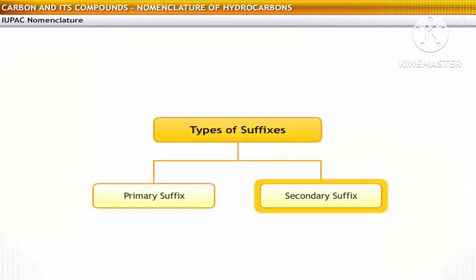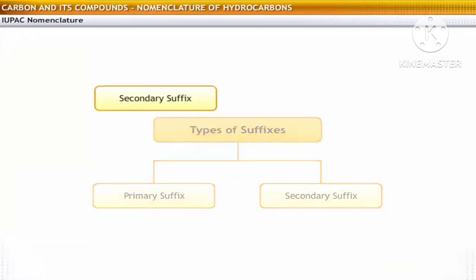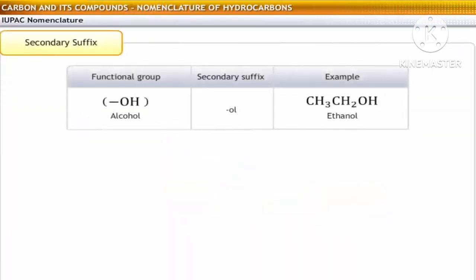A secondary suffix indicates the functional group present in the carbon compound. The terminal e of the primary suffix is replaced by the secondary suffix. The table shows examples of secondary suffixes.